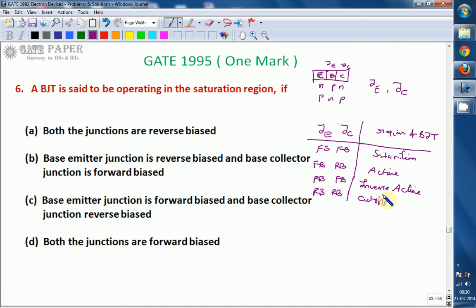Saturation and cutoff are used in switching applications, and the active region is used for amplification as well as oscillations. So according to our question, a BJT is said to be in saturation if both junctions, the emitter base junction as well as the collector base junction, are forward biased. So the right answer is D. If both the junctions are forward biased, then the BJT is said to be in saturation region.